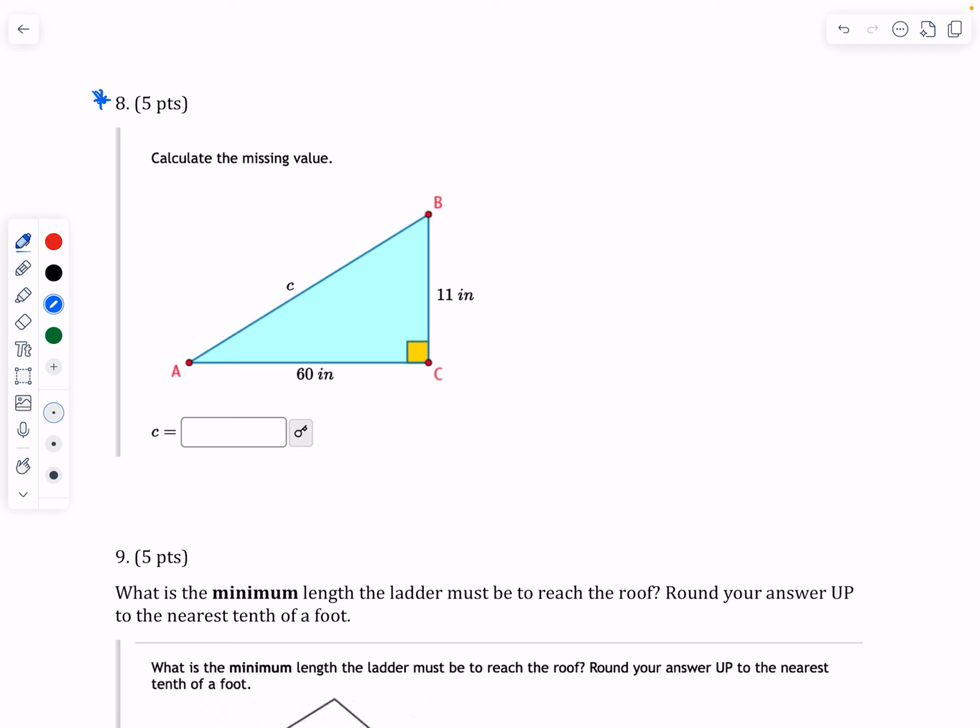I know that the legs composing the right triangle are A and B. So A is going to equal 11 and B equals 60. C is the side across from the right angle. So I'm going to use Pythagorean theorem, which is A squared plus B squared equals C squared. All right, so A is 11, so I get 11 squared plus B is 60, so I'm going to get 60 squared, and that's going to equal C squared.